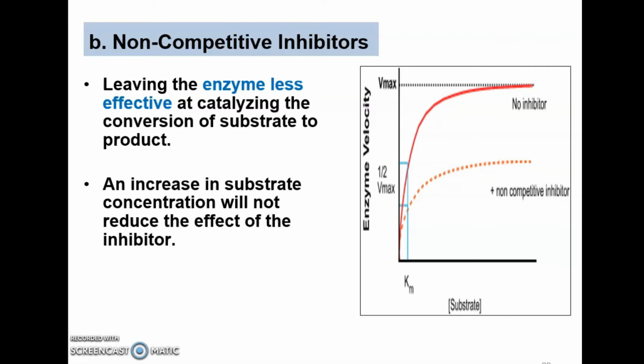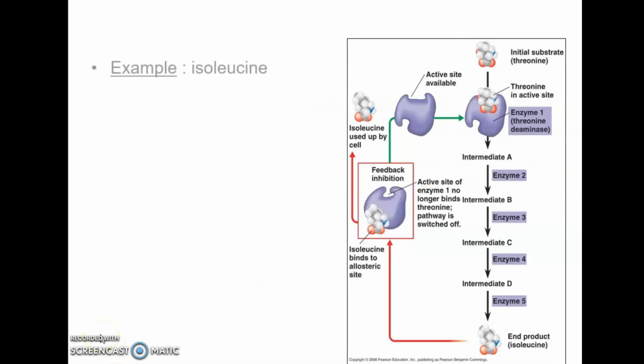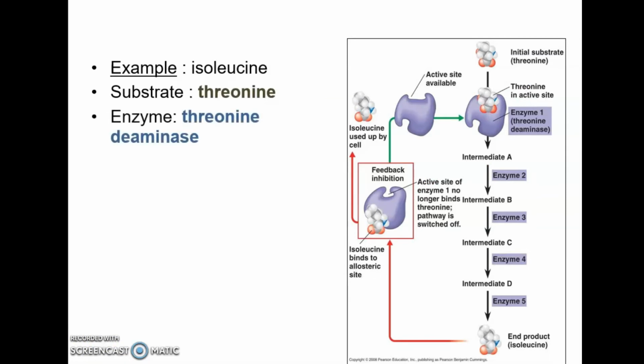Takkan ada reaction yang berlaku. Jadi rate of reaction rendah, and then the amount of product formed pun akan rendah. Okay, here is the example lah. The example is isoleucine. The substrate is threonine, the enzyme is threonine deaminase, and the product is isoleucine lah.